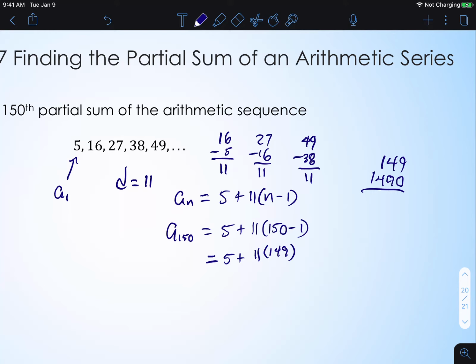And that becomes a 9. 4 plus 9 is 13. So I'll put the 1 up here, and I get 1 plus 1 plus 4 is 6, and I get 1,639, and I'm going to add 5 to that. So when I add 5 to that, I get 1,644. And so my a sub 150th term is going to be 1,644.